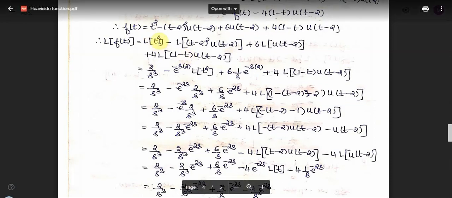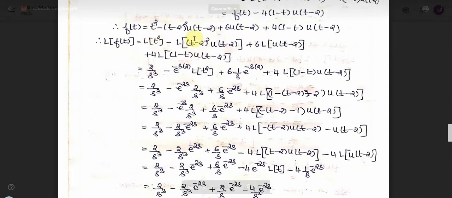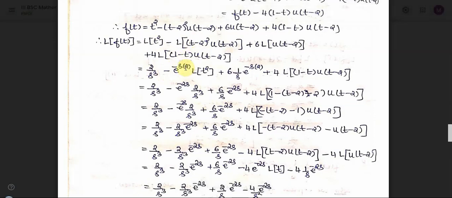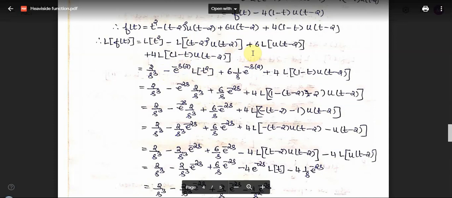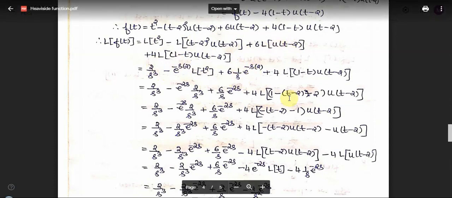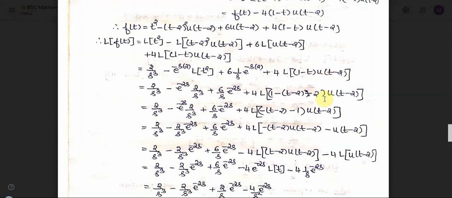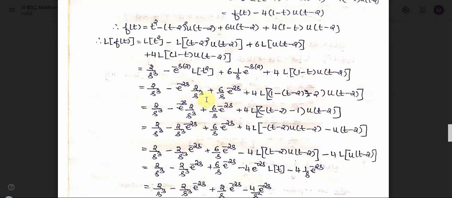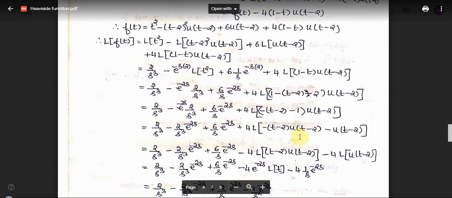Okay. Taking L of t square, it is 2 by s cube. This one becomes, what is this? Minus e power minus s into a. A is 2. Then L of f of t. What is f of t? This only t wherever it is I should take. Therefore, this minus 2 I should ignore. Therefore, this becomes t square. Plus 6 into, taking the Laplace transform, writing the formula, plus 4 into, now I cannot apply the formula directly over here. Therefore, in the further steps, I have simplified that. This I have kept the same throughout, taking L of t square. Only this portion I have simplified here.